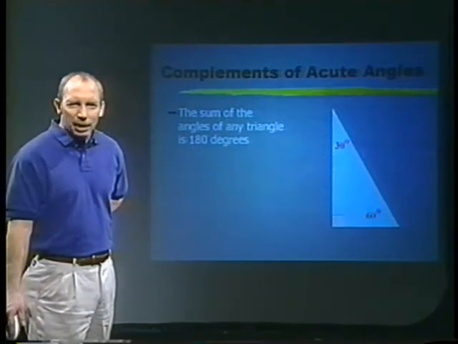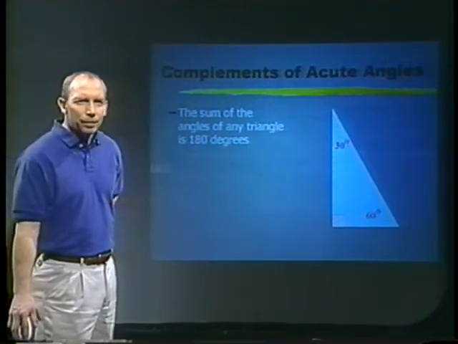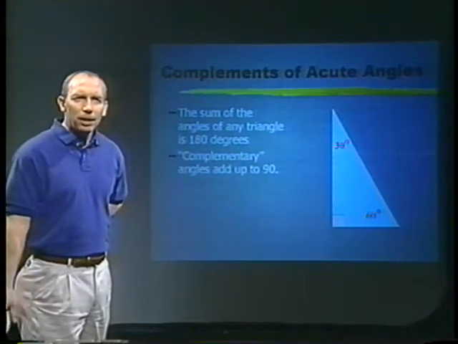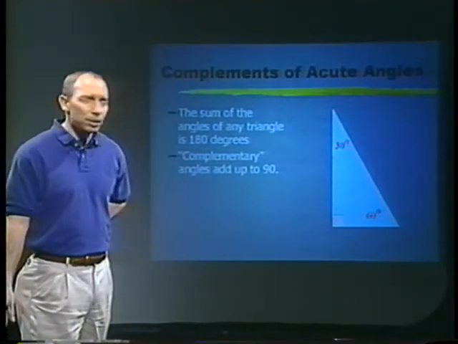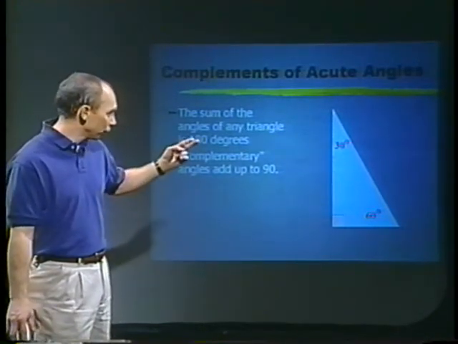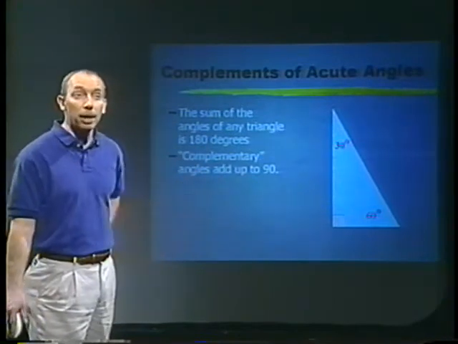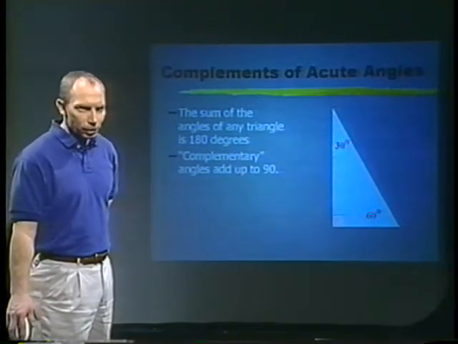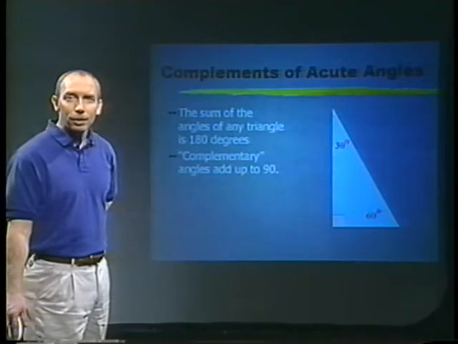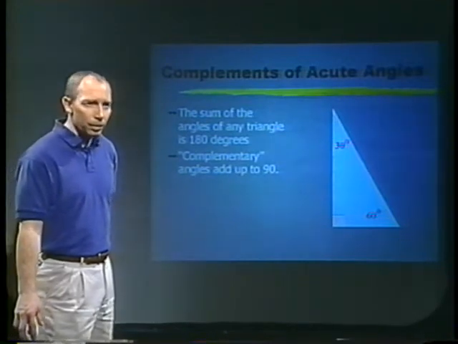What are complementary angles? They complement each other? By definition, angles are complementary if they add up to 90. Here's an example. A 30-degree angle and a 60-degree angle add up to, not 180, they add up to 90. That makes them complementary.